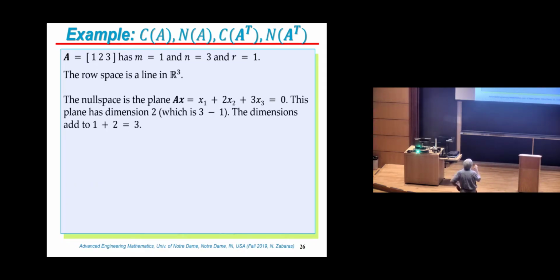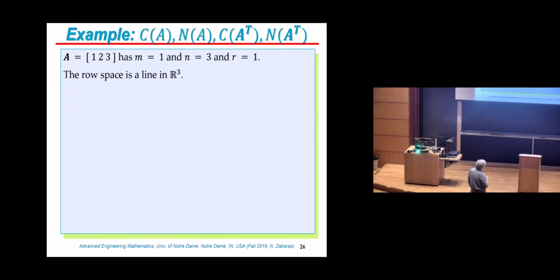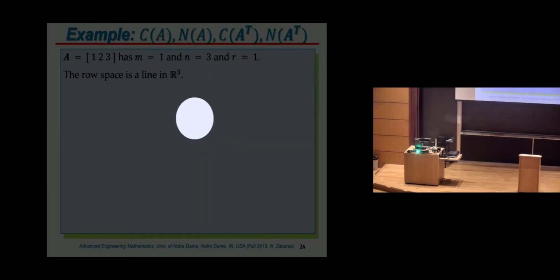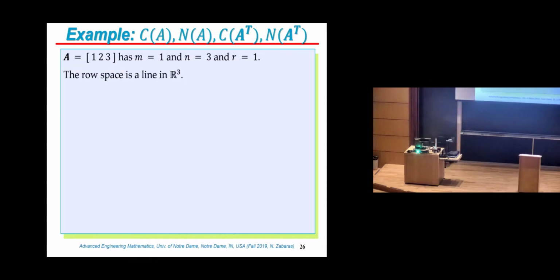So the row space is a line. The row space has dimensionality 1. Can somebody tell me the null space? What is the dimensionality of the null space in this problem? If you were going to do elimination, this will be your pivot element. So how many free variables do you have? 2.